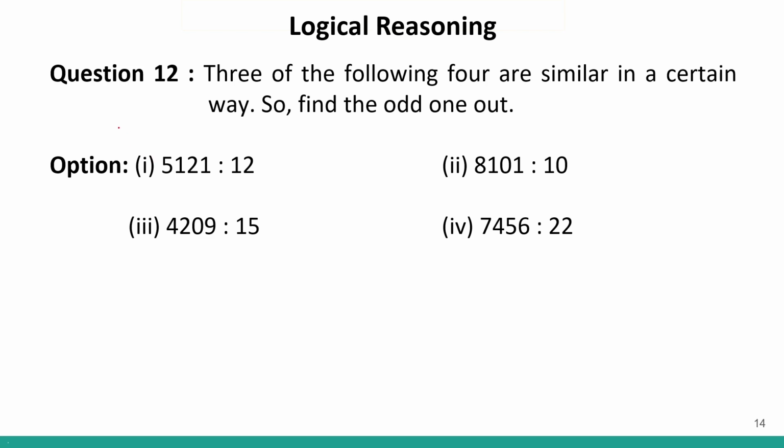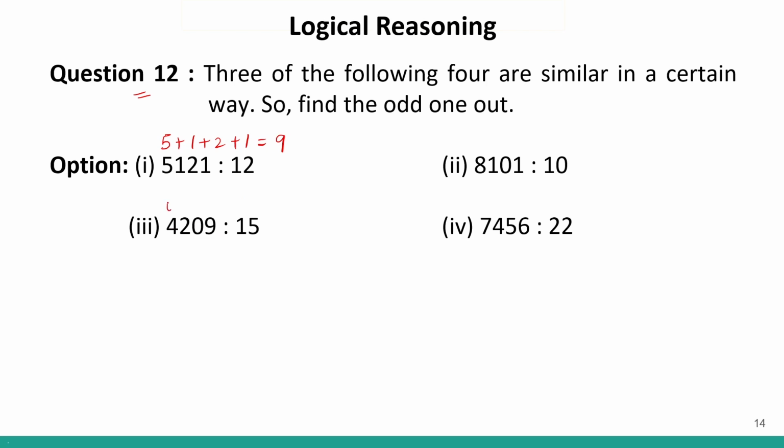Moving on to question number 12. Again, 4 options are given to us and we have to identify the odd one out. When I get big numbers, the first thing I try to do is sum them and see. So if I sum them, 5 plus 1 plus 2 plus 1, how much will I get? 6 plus 2 is 8 plus 1, 9.